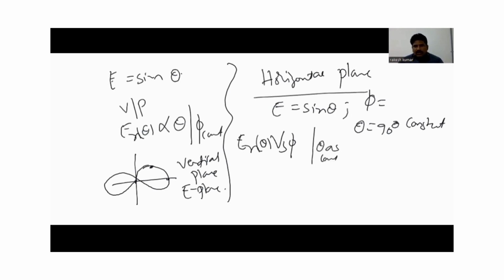Since what is the value of sine 90? It is 1. So the value is constant and it will look like this. This is the pattern we have obtained using the vertical plane, and this is the pattern we have obtained using the horizontal plane.